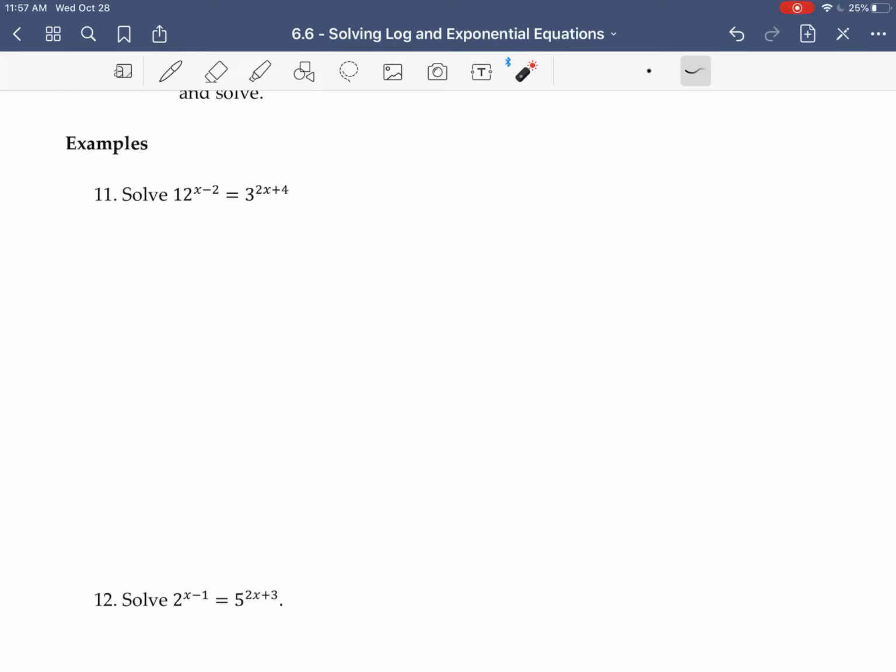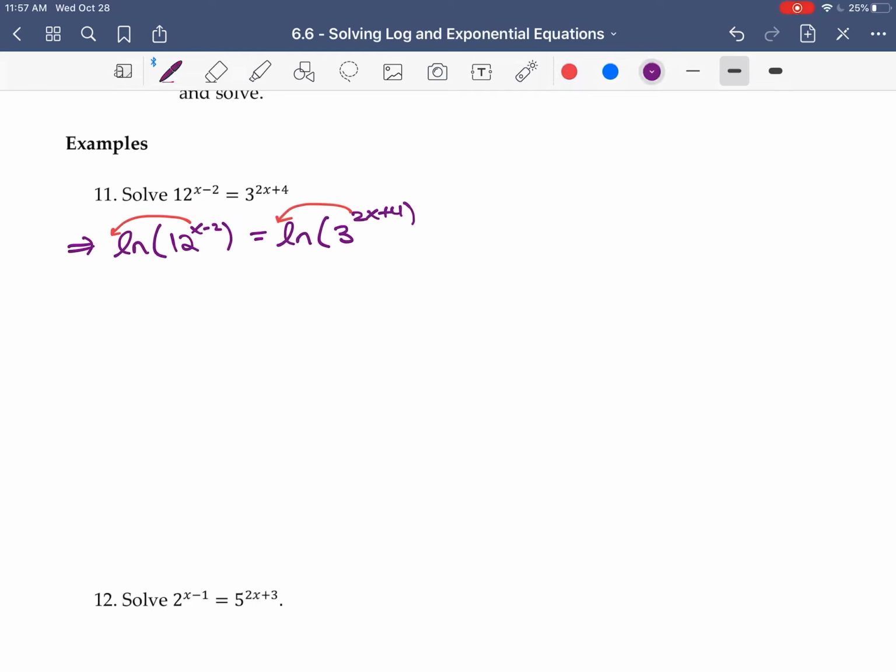Okay, so I cannot write 12 as a power of 3. Okay, it's 3 times 4, but it's not a power of 3. So what I can do is take the ln of both sides. So this means that ln of 12 to the x minus 2 is equal to ln of the 3 to the 2x plus 4. Okay, and now I can bring the exponents down. So that's going to be x minus 2 times ln 12 equals 2x plus 4 times ln 3.